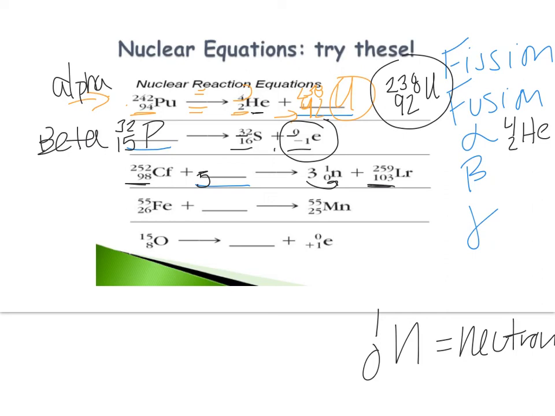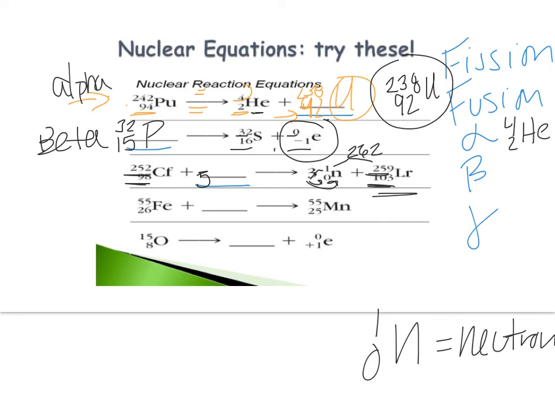Then we can look at the top numbers. I have 252 on the left here, and then I have 259 plus 3 neutrons. So that's going to be 259 plus 3, which is really going to be 262 for the total of my top numbers. Again, this 3 applies to that whole thing, and so that means 3 neutrons and a total mass of 3 coming from that piece, plus my mass of 259 from this guy right here. So for a total of 262.